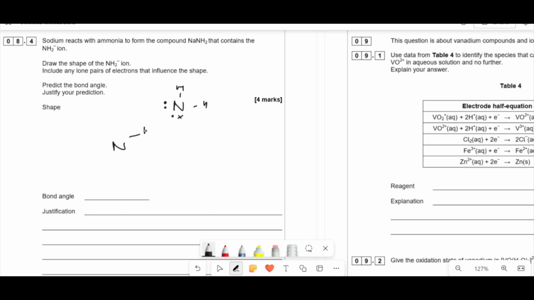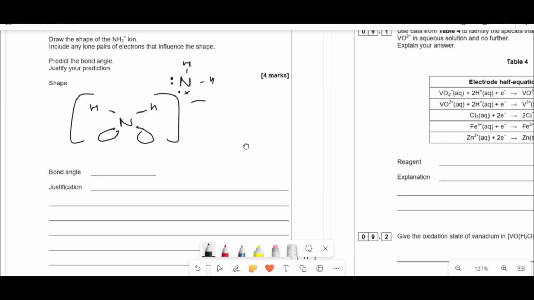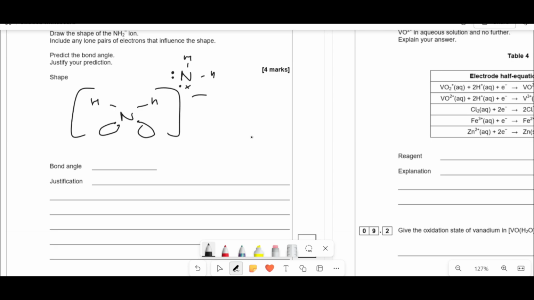So if that's the case, NHH, and then your lone pairs here, or your charge clouds in this case, which I'm going to draw like this, and then the brackets here, and then the minus. So we need to think about what bond angle it is. Well, it's 2 bonding, 2 lone, so it's going to be 104.5 degrees.